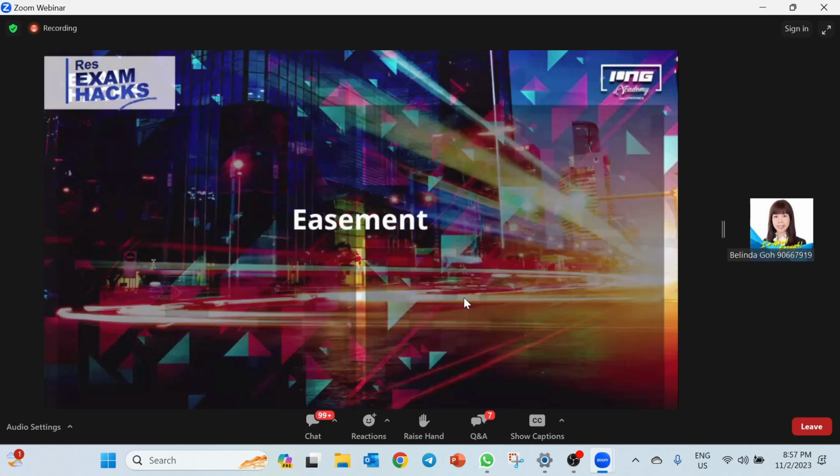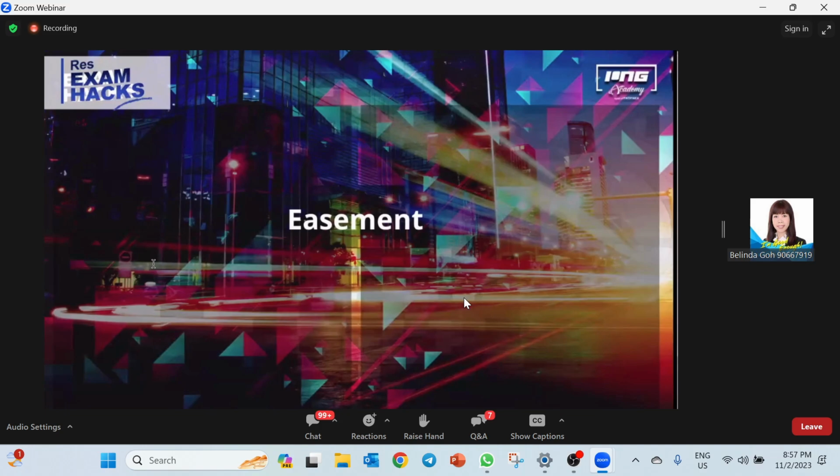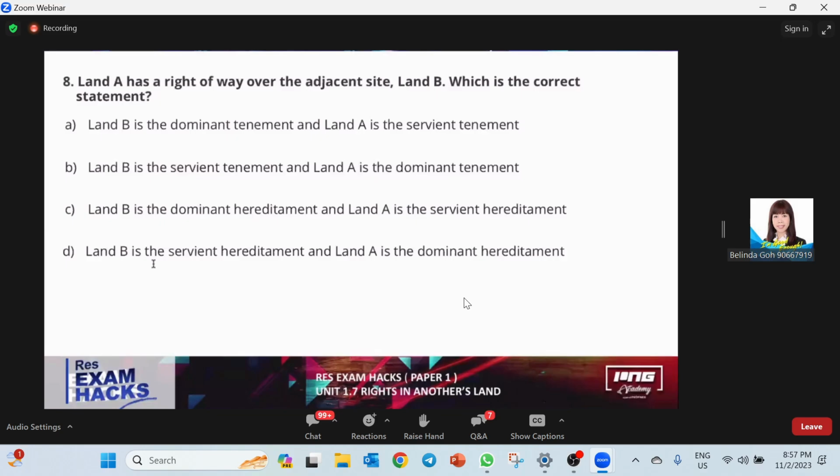Now we are going to touch on easement. There are a lot of questions on easement, so you need to be very attentive. In Paper One, you are bound to find a lot of questions under easement. Number 8: Land A has a right of way over the adjacent site, land B. Which is the correct statement? A. Land B is a dominant tenement and land A is a servient tenement. B. Land B is a servient tenement and land A is a dominant tenement. C. Land B is a dominant heritage and A is a servient heritage. D. Land B is a servient heritage and land A is a dominant heritage.